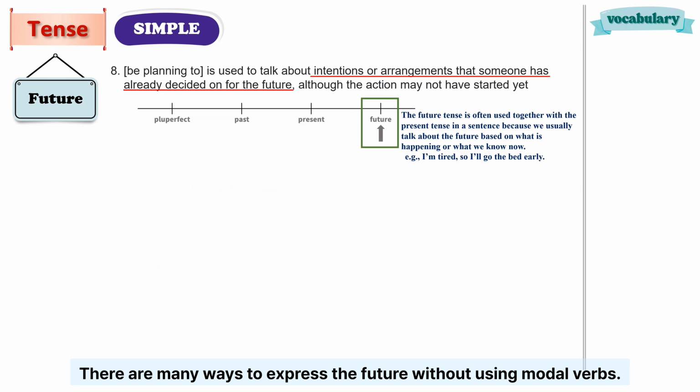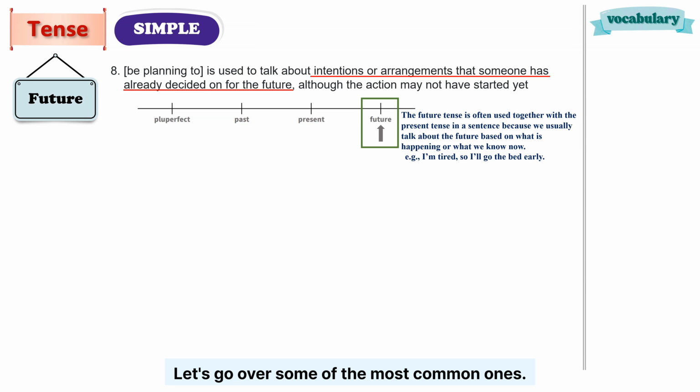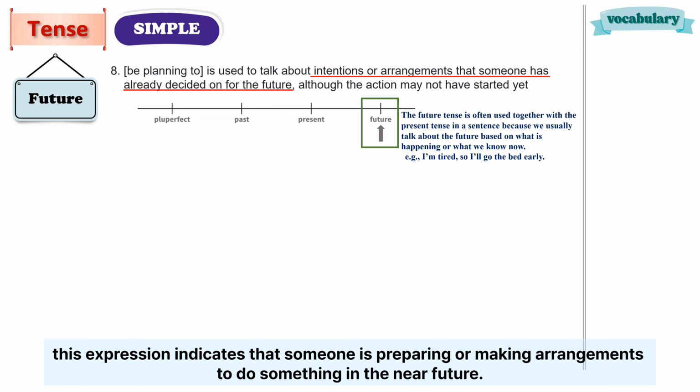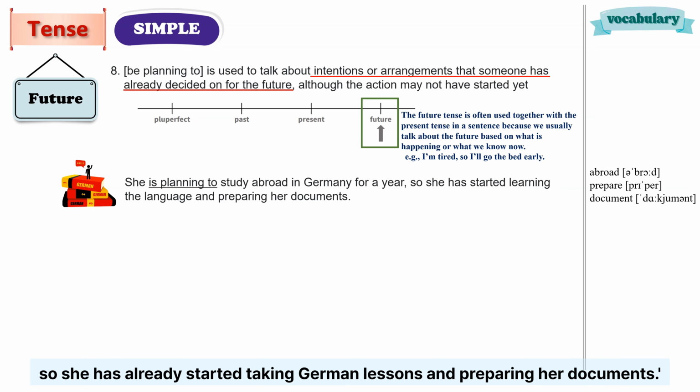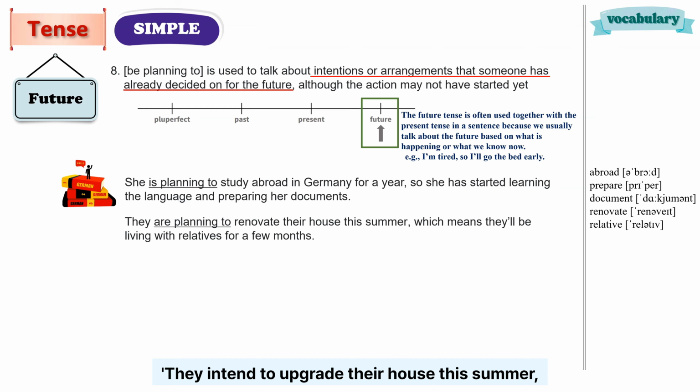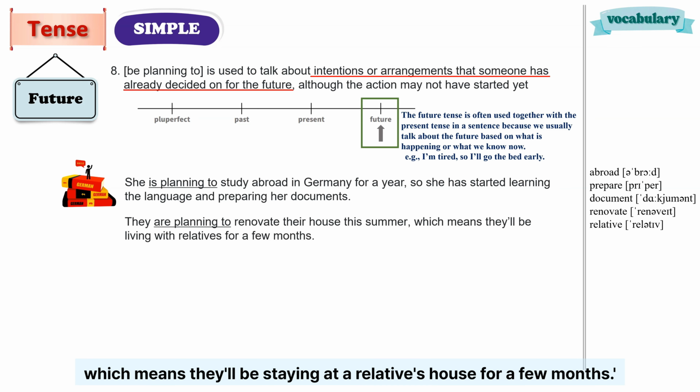There are many ways to express the future without using modal verbs. Let's go over some of the most common ones. Be planning to. As you can tell from the word planning, this expression indicates that someone is preparing or making arrangements to do something in the near future. She is planning, or preparing, to study in Germany for a year, so she has already started taking German lessons and preparing her documents. They intend to upgrade their house this summer, which means they'll be staying at a relative's house for a few months.